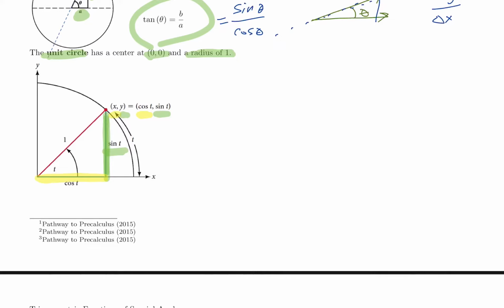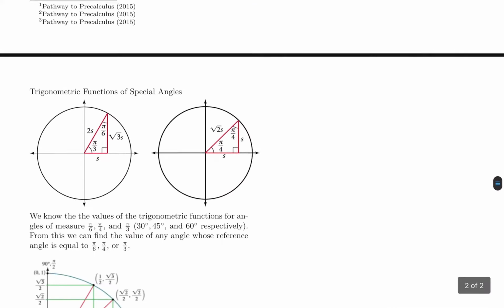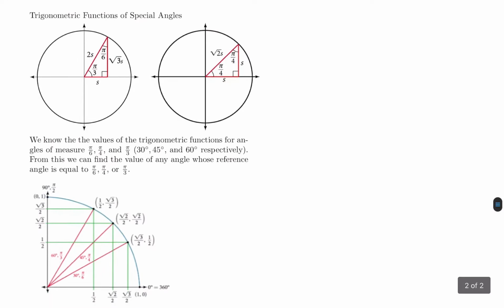So using this idea, we organize some special angles. So what are these special angles? We have pi over 3, pi over 6, pi over 2. And pi over 4, pi over 4, pi over 2. These are also known as 30, 45, 60 degrees. So this is known as the 30, 60, 90 triangle, and this is known as the 45, 45, 90 triangle.